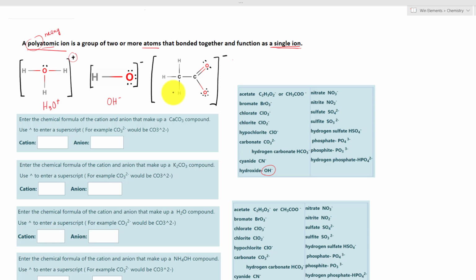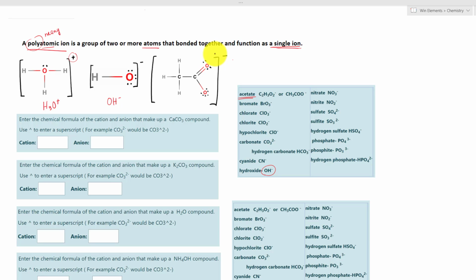Here we have a more complicated polyatomic ion, and that is acetate. Acetate is C2H3O2-, or it could be written as CH3COO-. Now don't get tricked, okay? Sometimes it could be written like this, or sometimes like this. But you can see that this whole molecule functions as a polyatomic ion.